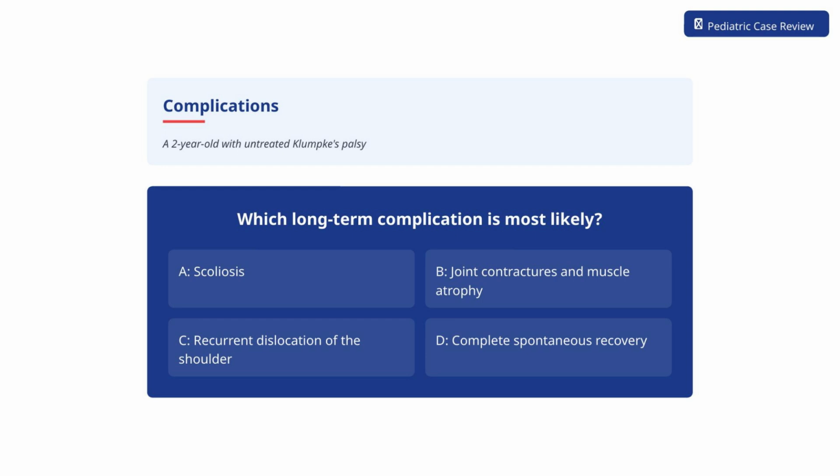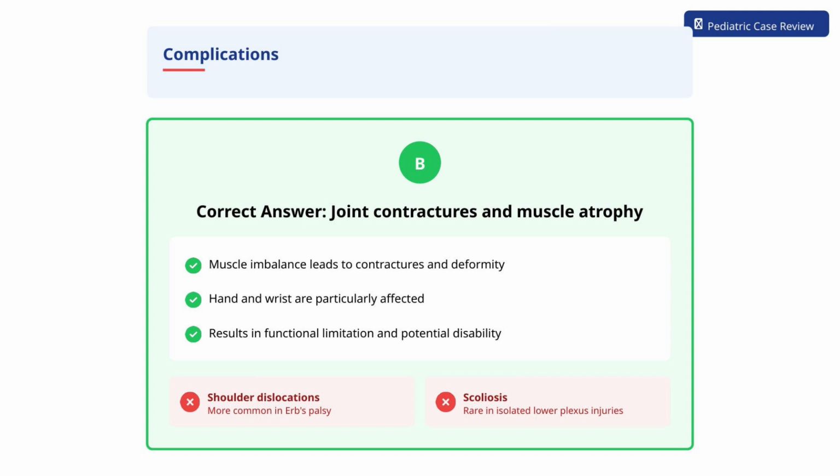A 2-year-old with untreated Klumpke's palsy presents for evaluation. Which long-term complication is most likely? A. Scoliosis. B. Joint contractures and muscle atrophy. C. Recurrent dislocation of the shoulder. D. Complete spontaneous recovery. The correct answer is B. Joint contractures and muscle atrophy.